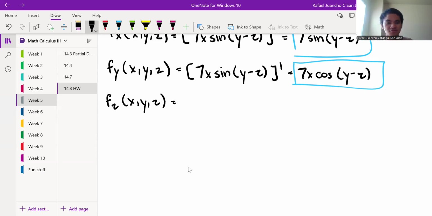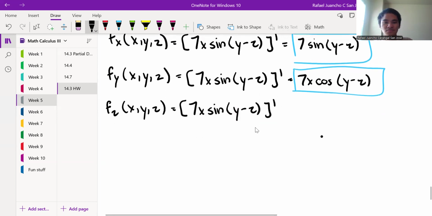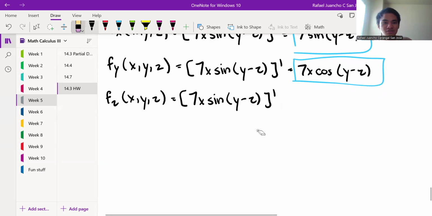So really the purpose of this homework is to just get used to taking partial derivatives and not getting confused by which ones are constants, which ones are not constants or variables.